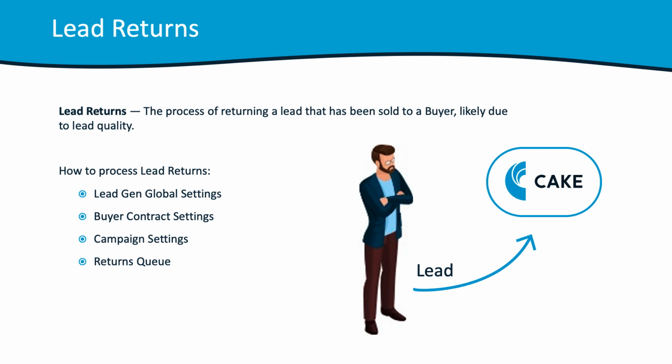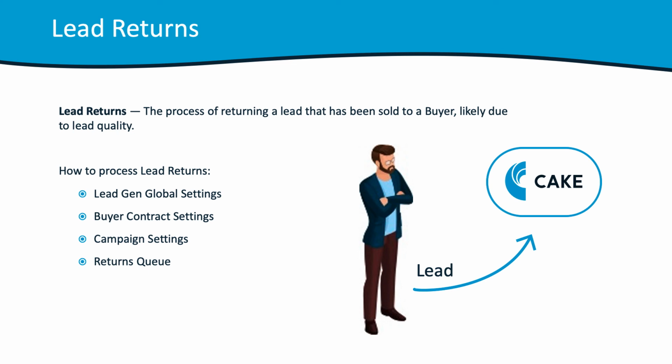We also have buyer contract settings that allow you to overwrite your global settings. And then ultimately we have some tools on the campaign card that will allow you to ignore all those settings, so as not to disrupt the flow of specific affiliates that are sending you lead traffic. And then lastly, we'll talk through the returns queue so you know how to manage that as well. So yeah, let's get into it.